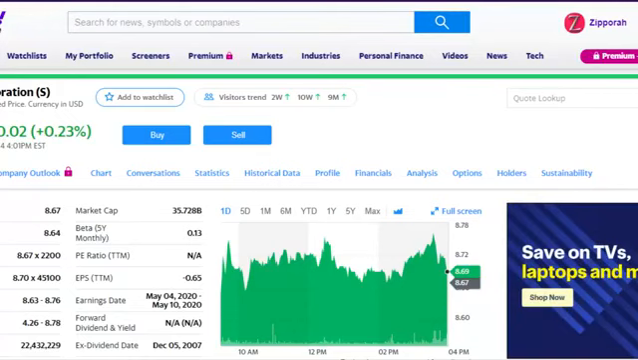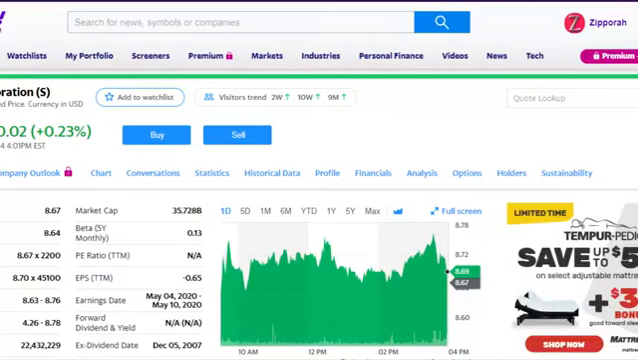Now the 52-week range is the lowest price that the stock was bought or sold, and also the highest price. It's a range. So it's the lowest price that the stock was bought and sold for the year, which is 52 weeks, and up to the highest price. So in this example, that's $4.26 on up to $8.78.